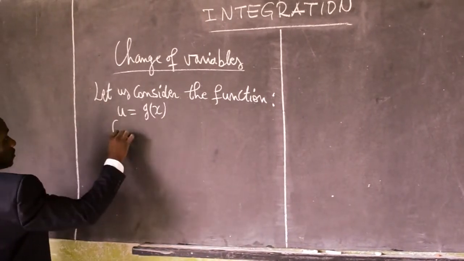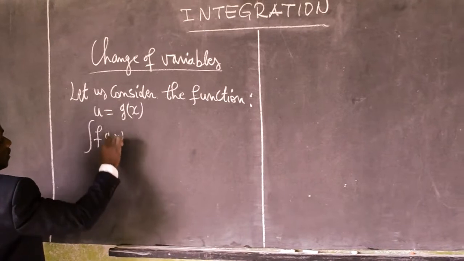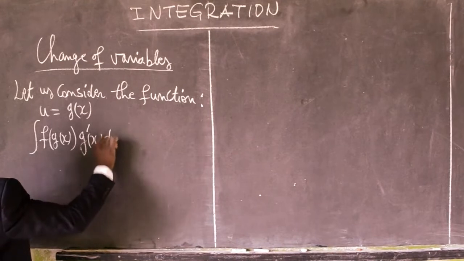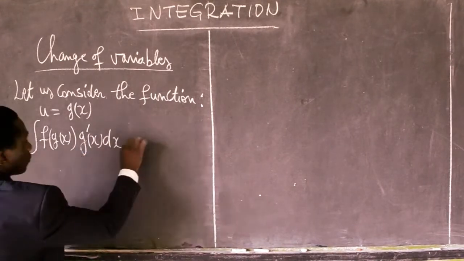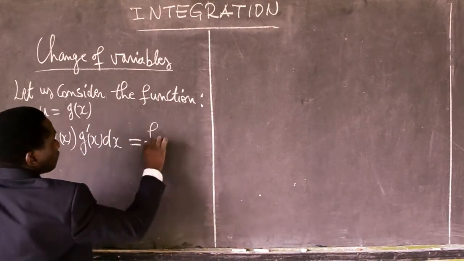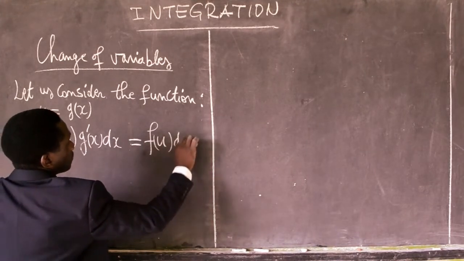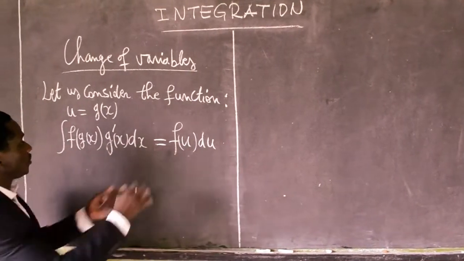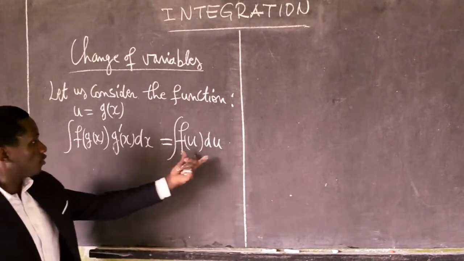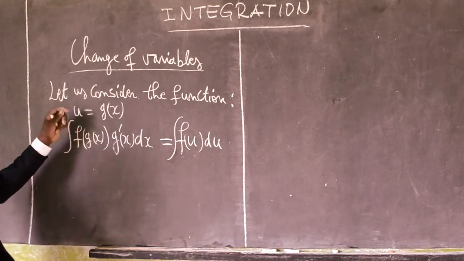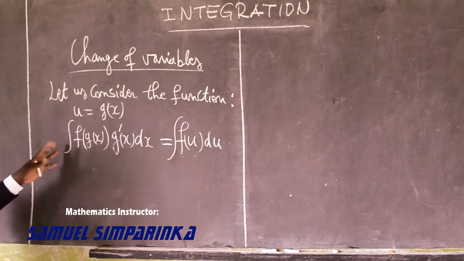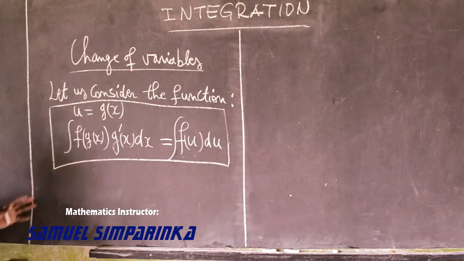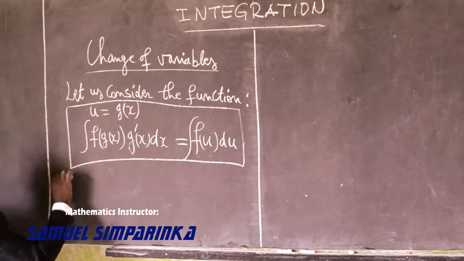This is integration of f(g(x)) times g'(x) dx. This is equal to integration of f(u) du. It means we have got this integration of f(u) du by considering composite function. So here we can use this formula to evaluate integration. Okay? So consider the following example.